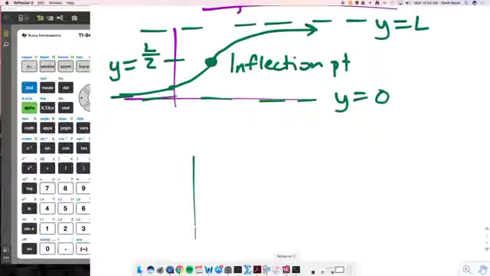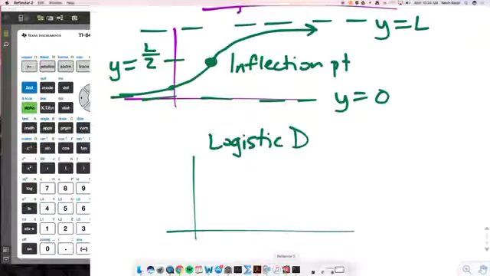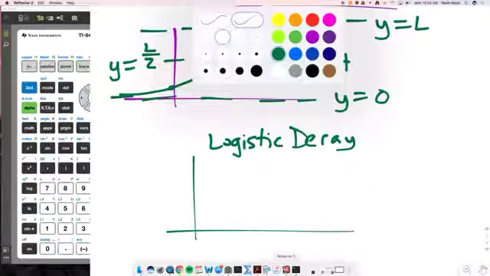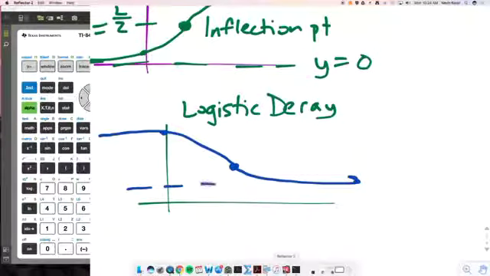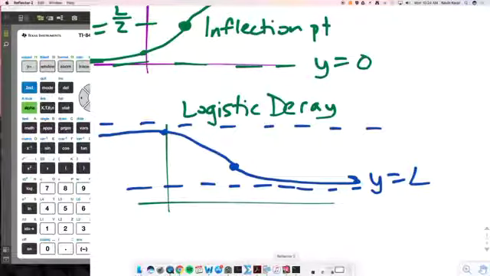An application of logistic decay, which maybe you've covered in physics class, is an application that would look something like this. Something has an initial temperature and it cools as it approaches some lower bound, which is not necessarily 0. We'll call this y equals L. And there would be a horizontal asymptote up here. This would be similar to Newton's law of cooling, if you've ever studied that.